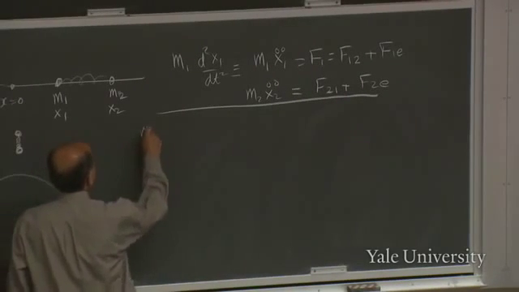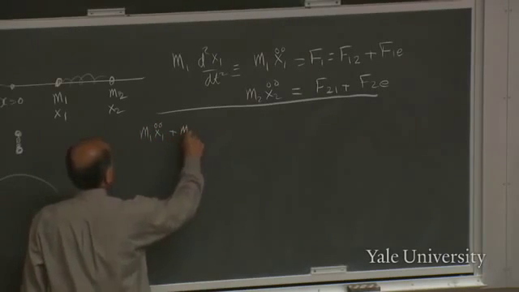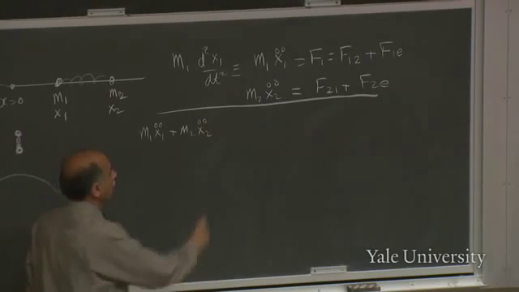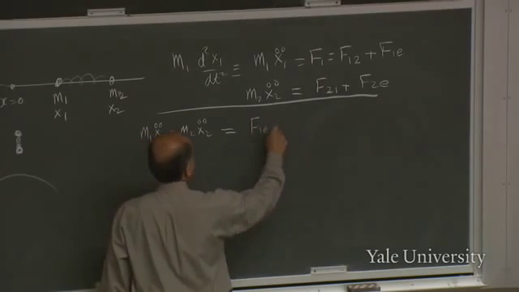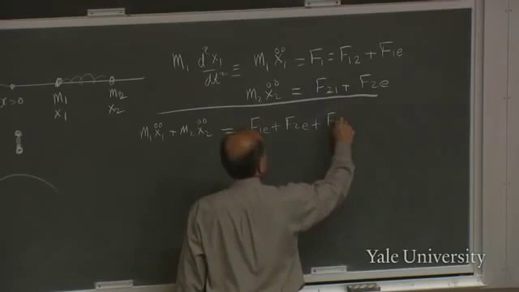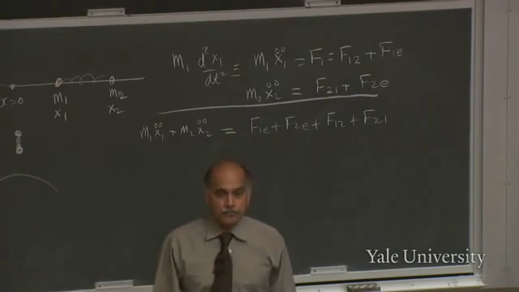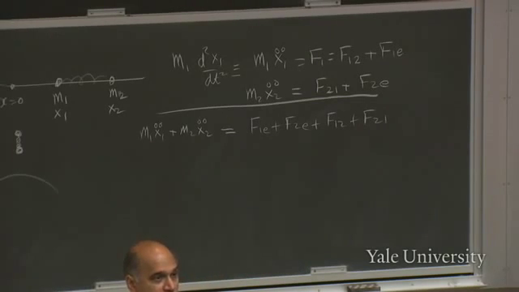Then I get m1 x1 double dot plus m2 x2 double dot. And that's going to be, I'm going to write it in a particular way, f1 external plus f2 external plus f12 plus f21. I think you have some idea where I'm headed now. So what's the next thing we could say?